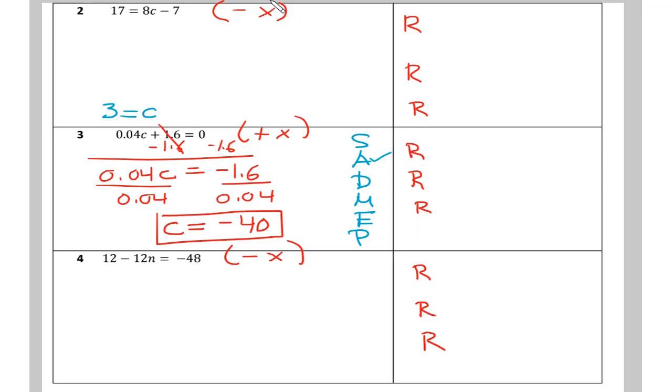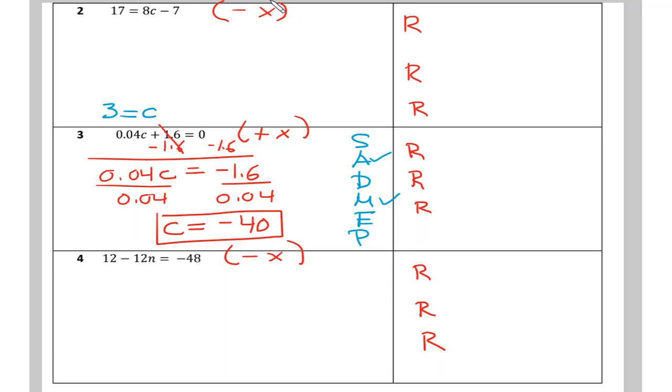I subtracted on both sides. This crosses out. I'm left with 0.04C equals negative 1.6. To get rid of that multiplying, I'm going to need to divide on both sides. And my final answer is C equals negative 40. Again, pause the video if you need to.